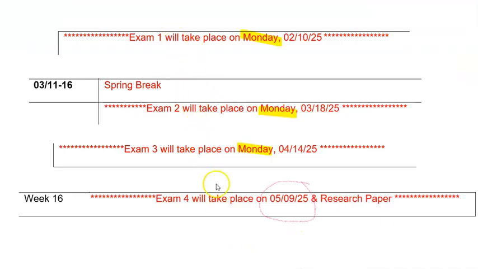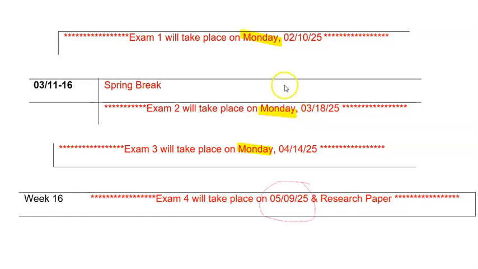Then you will have 4 exams. You have the spring break during this week. You don't have activities this week. But as you can see, the first 3 exams are on Monday. I will open the exams from Sunday. Then you can make it on Sunday, or you can make it on Monday. It's up to you. And here is the final exam, and besides a research paper in the last week.